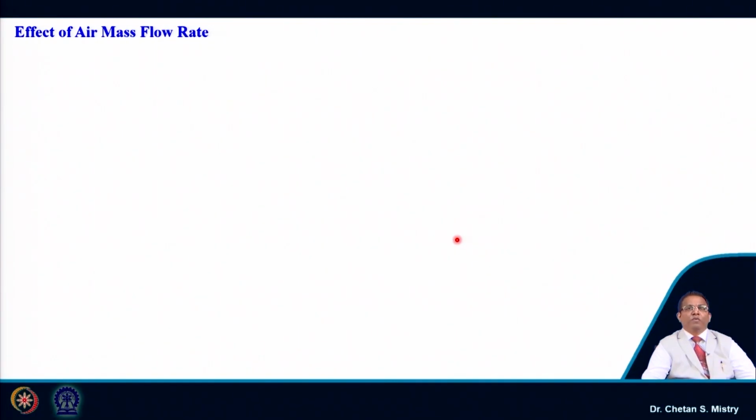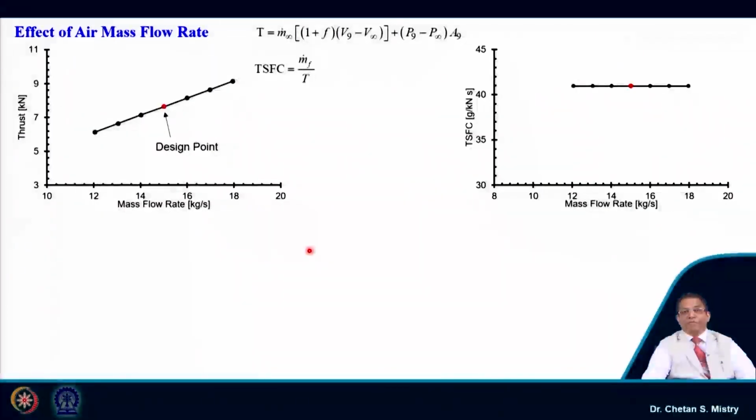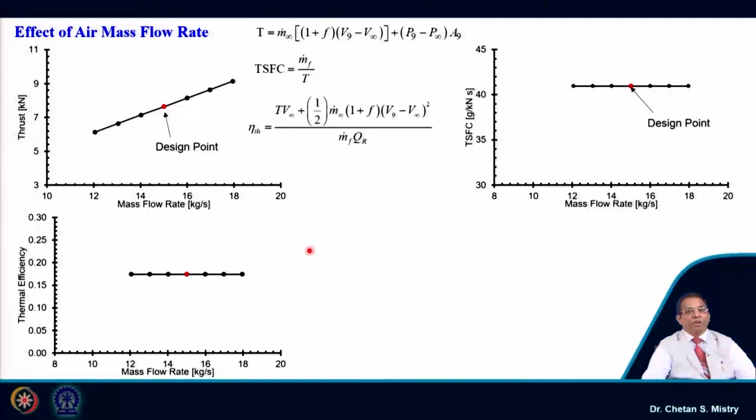Now, let us look at the effect of my mass flow rate, that is, my entry mass flow rate. We will be keeping all parameters constant and only varying the mass flow rate. In this case, with increase of mass flow rate, my thrust will be increasing. My thrust specific fuel consumption, which we are calculating, will remain constant. And if we look at our thermal efficiency, that also will remain constant.